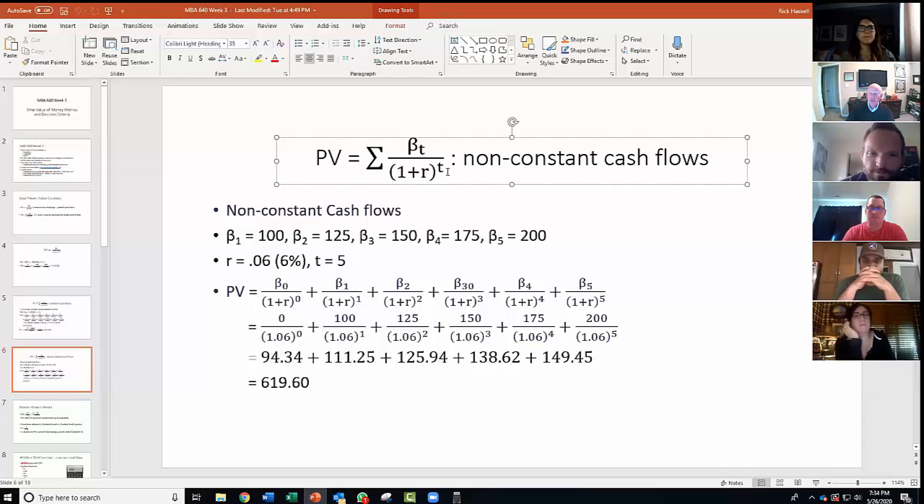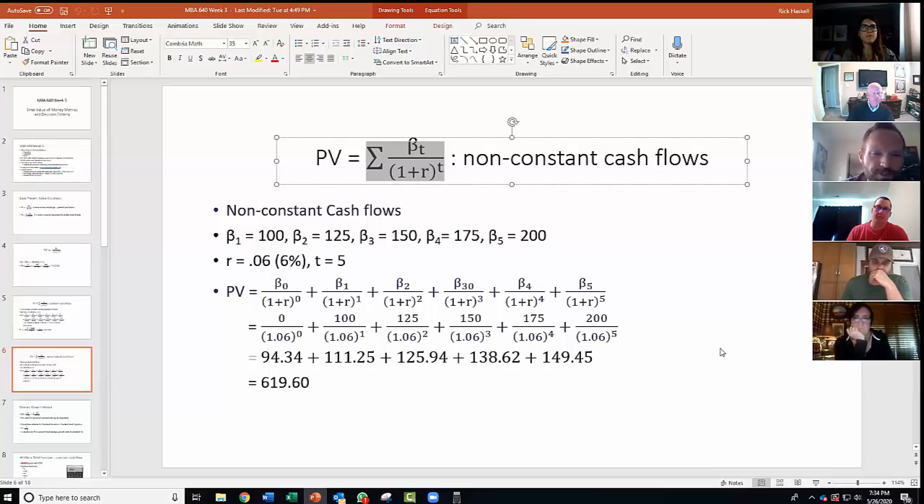Okay, so when we see this extended, the summation version, we can use it as a constant cash flow version. We can use it as a cash flow growing at a constant rate version. We can use it as a non-constant version. It's simply a summation, and you see how I put these numbers together, of course.